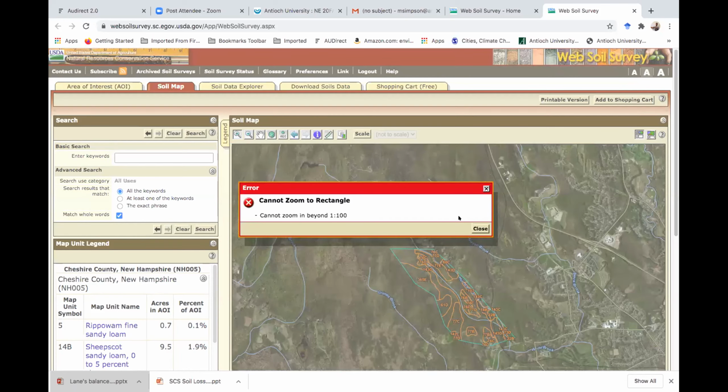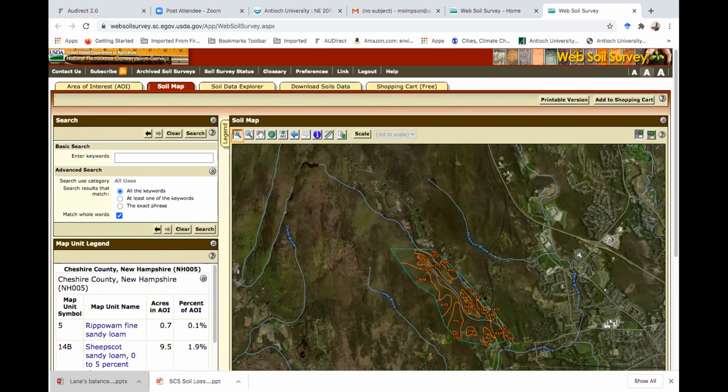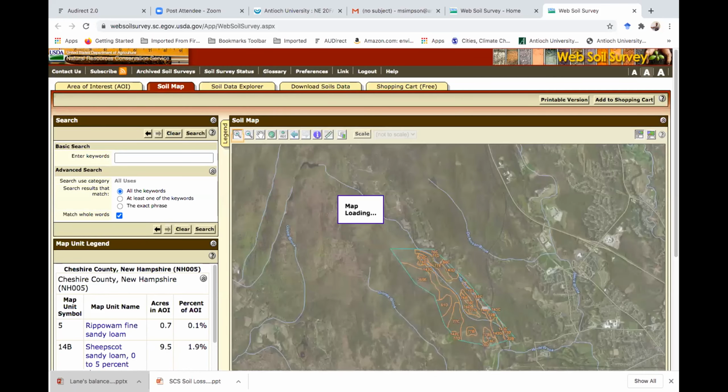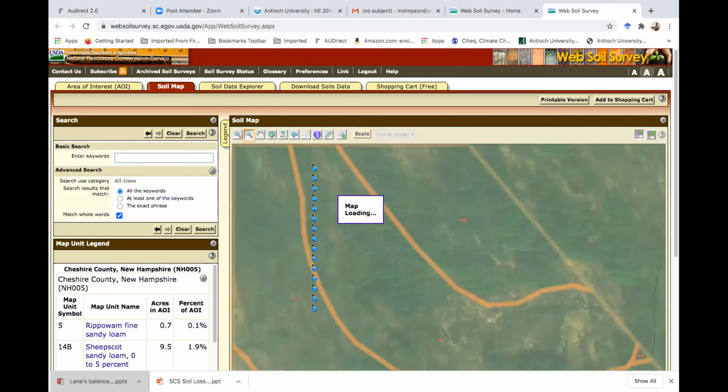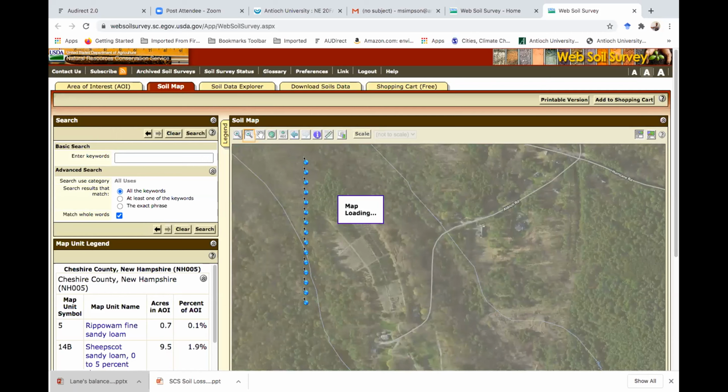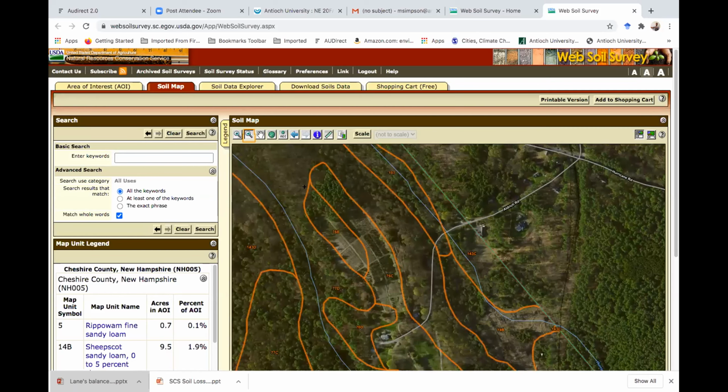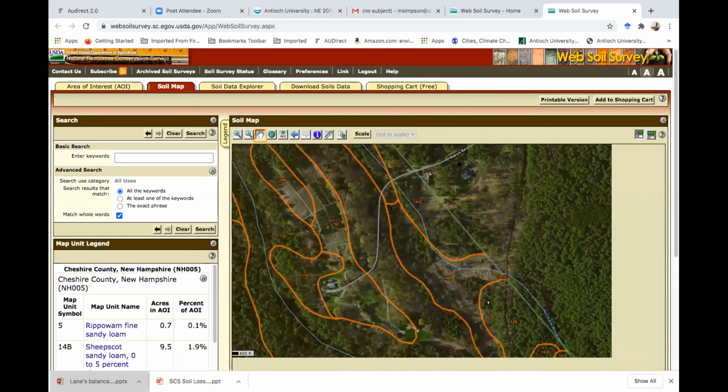Okay, so right now this is as close as I can get. Actually, I know I can get closer. I just did. I don't know what happens, but you can get pretty close. I lost it. Okay, there it is. So that's my soil map, and that's just a section of the soil map. I have a hand here. I can move it around.